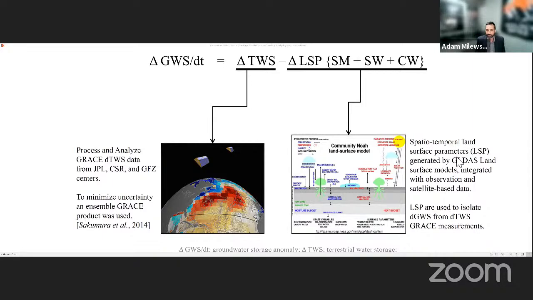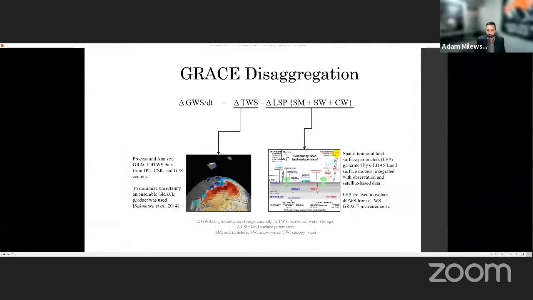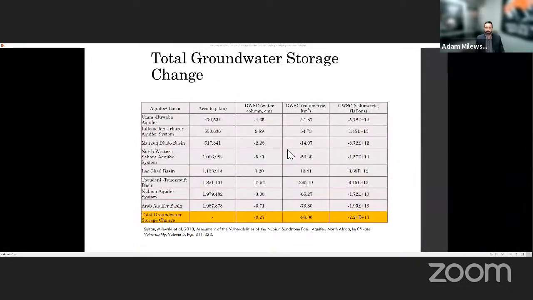And then the second thing we want to do is actually look at land surface parameters using a global community model. Most often we use a model called GLDAS, the Global Land Data Assimilation System. And what they did was estimate all of these variables using radiative forcing and atmospheric forcing models. And so we can get these parameters, subtract them from total water storage, and we then get groundwater.